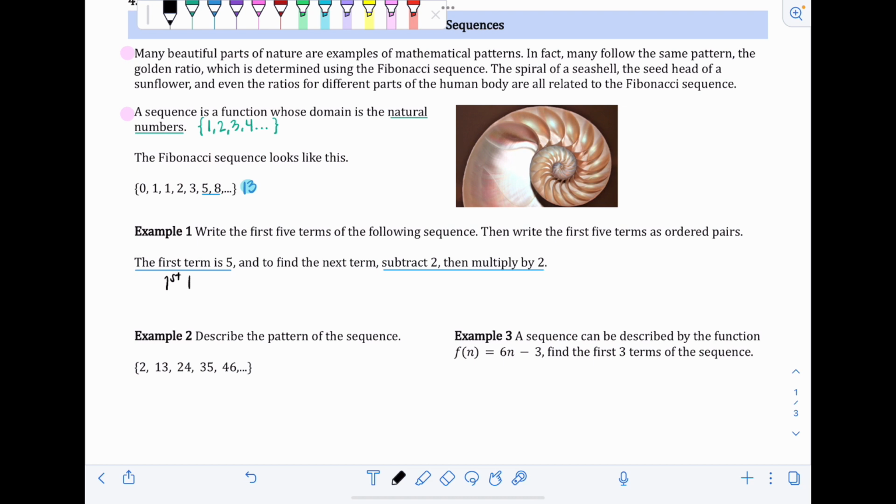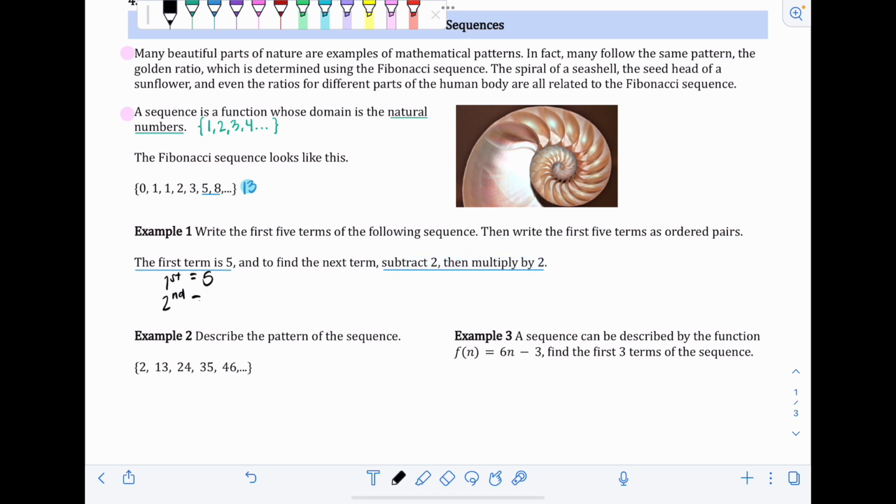So the first term is 5. I'm just going to write them as first, second, and third just to save some writing. If you want to leave "term" next to first, you can. Okay, so the first term is 5, and then for the second term, it says that we need to take our first term and subtract 2 and then multiply by 2.